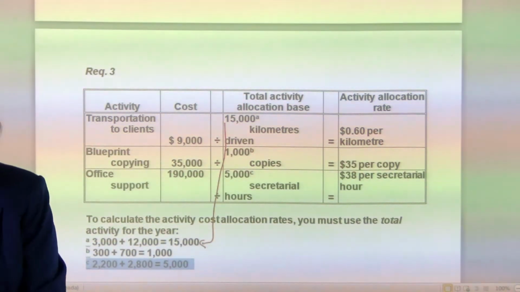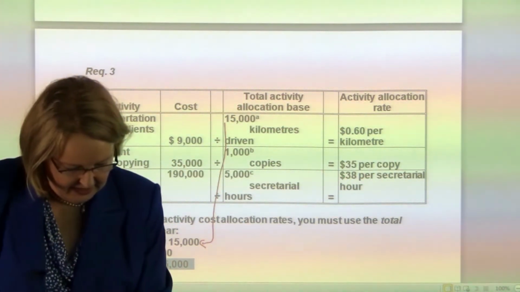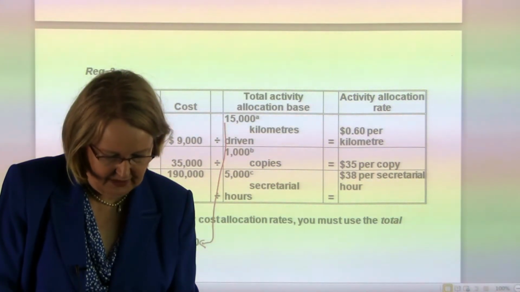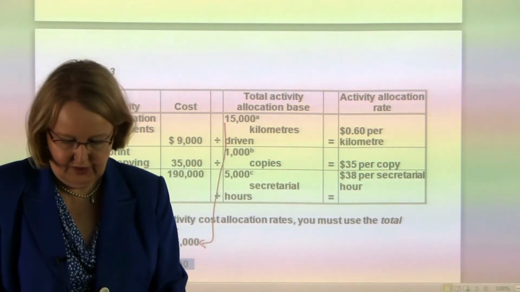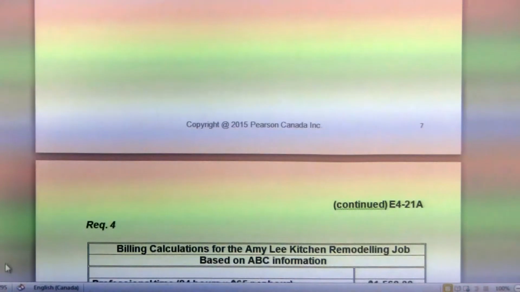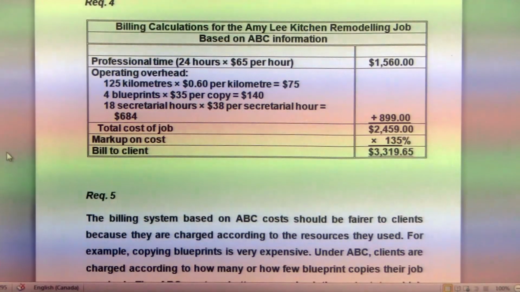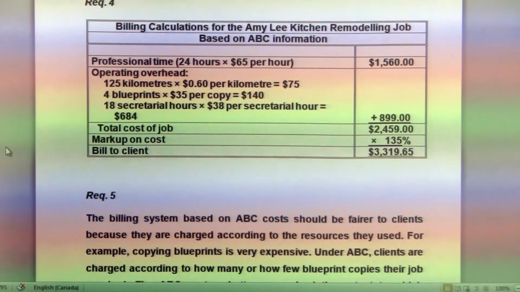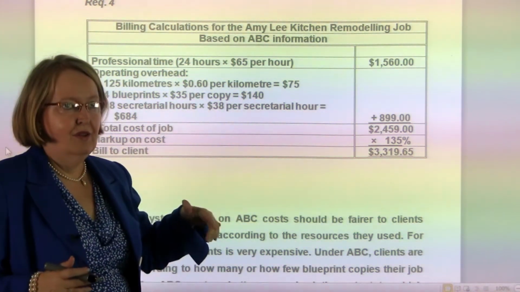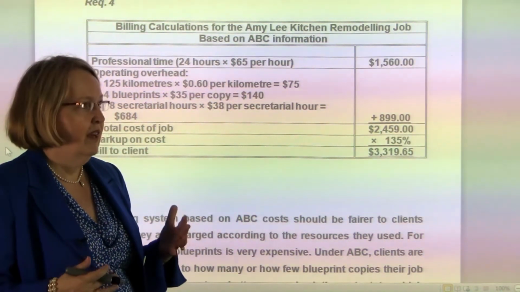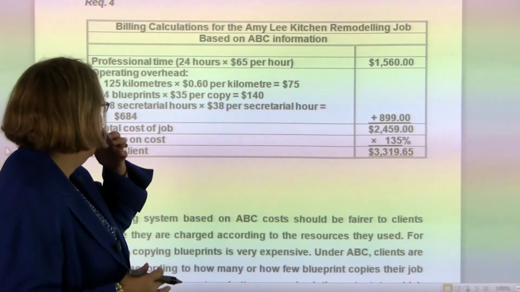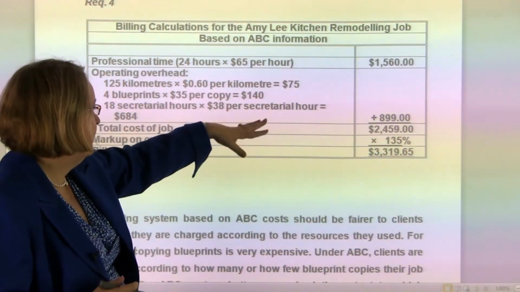So now we're moving on to requirement 4 of this problem. The fourth item we're asked to look at is the amount that you would bill to Amy Lee using activity-based costing. So we'll scroll down and look at this particular job. The time spent on it doesn't change. So your professional time, your labor hours, doesn't change under either method. So the only difference is the actual overhead piece. So 24 hours times $65, $1,560.